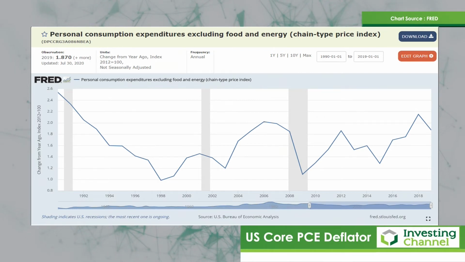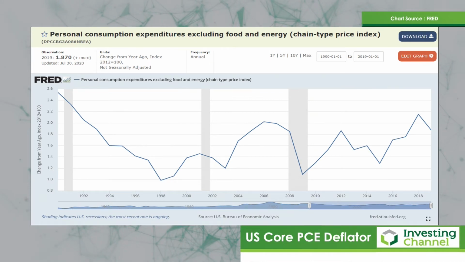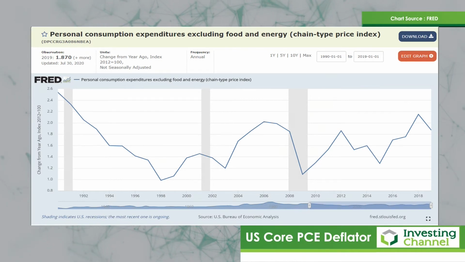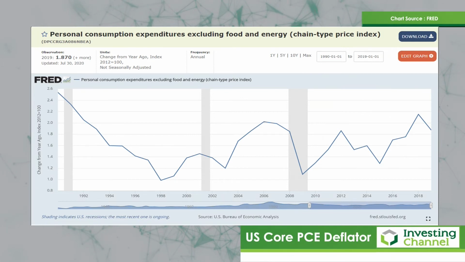As one can see, since 1990, so I've gone back 30 years, there's barely been any period where the Fed has had core inflation, which is the underlying inflation trend, anywhere close to that 2% target. For much of the time, it's actually been below it, barring a brief spike in 2018.